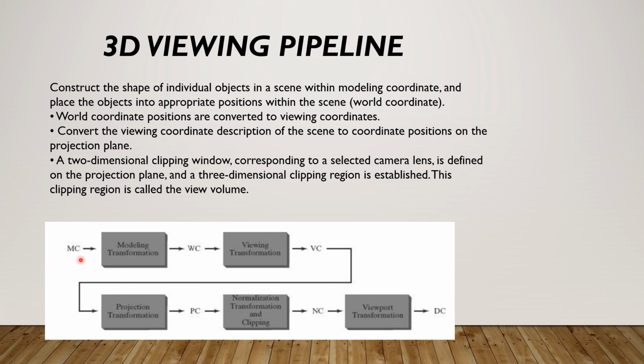First the modeling coordinates go through the modeling transformation, and then the world coordinates come into action, and then the viewing transformation takes place. Then the viewing coordinates go through the projection transformation. Here the projection transformation is an extra step compared to the 2D viewing pipeline, and then it comes to the projection coordinates. From projection coordinates it goes to the normalization transformation and clipping. From normalization coordinates it moves to the viewport transformation, and then the device coordinates. This is the block diagram of the 3D viewing pipeline.